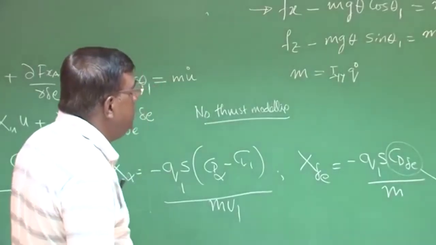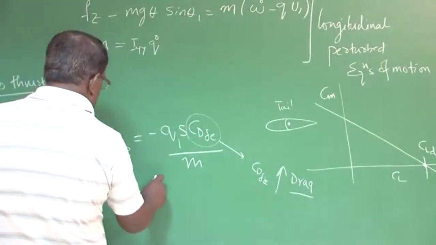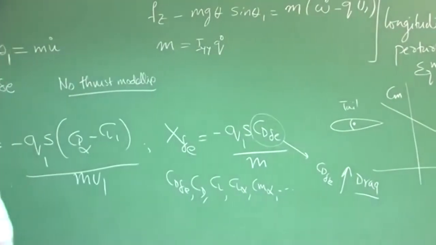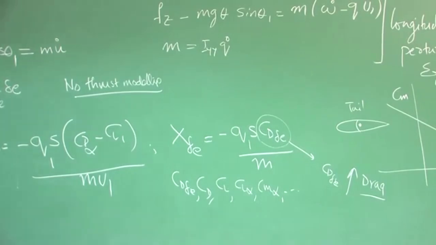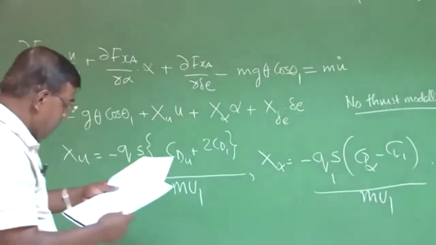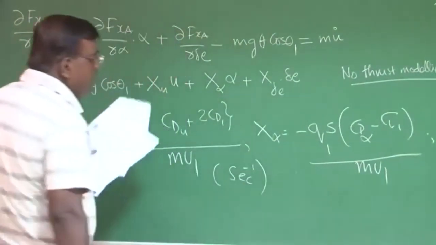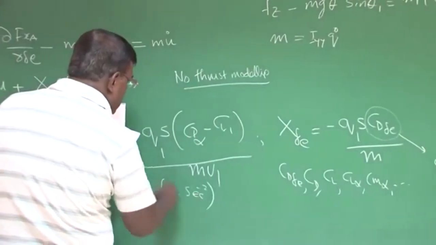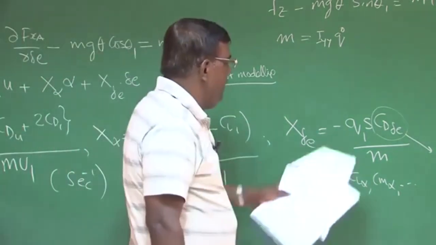And then another important thing you should understand, the C_D_delta_e or C_D and C_L, then you'll find C_L_alpha, you'll find C_M_alpha will be coming, etc. These are non-dimensional derivatives. They don't have any dimension. But if you see all this, X_u, X_alpha, X_delta_e, they all have dimensions. For example, the dimension of X_u, you will find it is second inverse. Dimension of X_alpha, you will find it is feet per second squared. Forgive me, I am using feet here. Similarly, X_delta_e, you will find it is having a dimension.